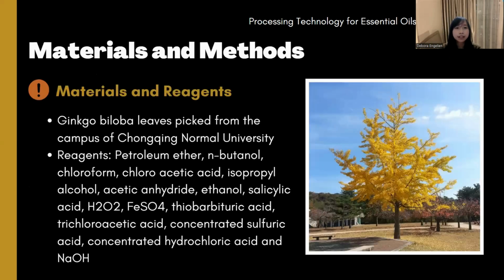Next, we're going to talk about materials and methods. For this research, the material is ginkgo biloba leaves picked from the university where the authors studied. The ginkgo biloba leaves were washed and dried in an oven at 60 degrees Celsius and then ground into powder for use. And for the reagents for this research.